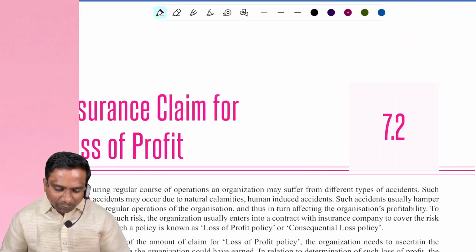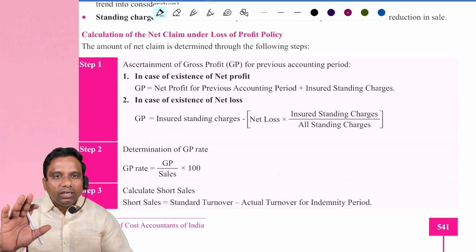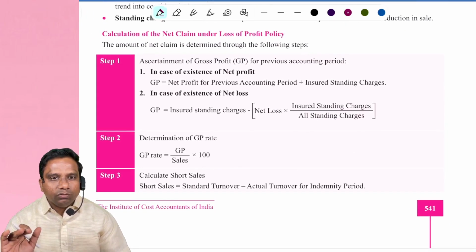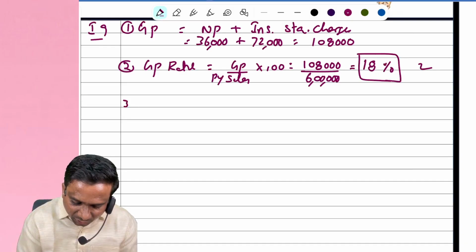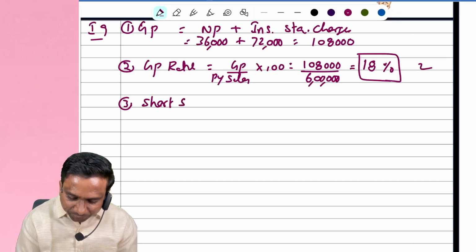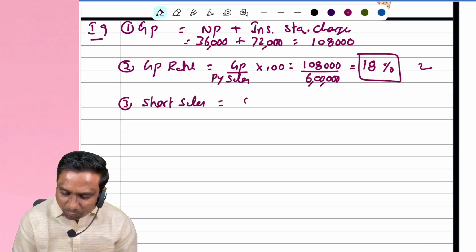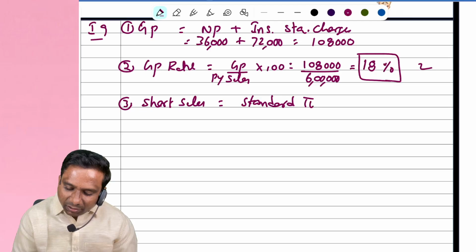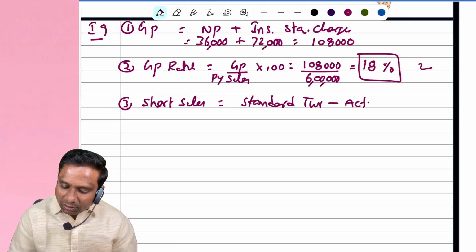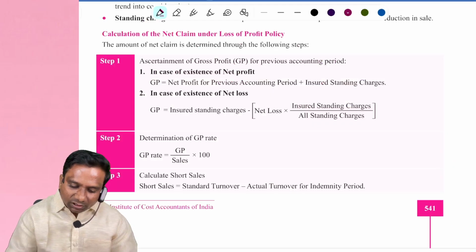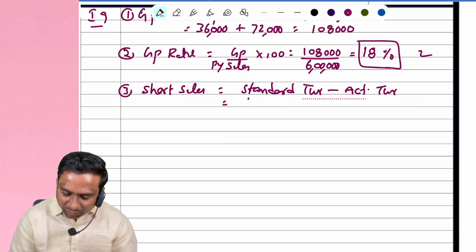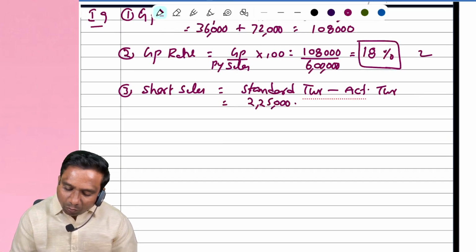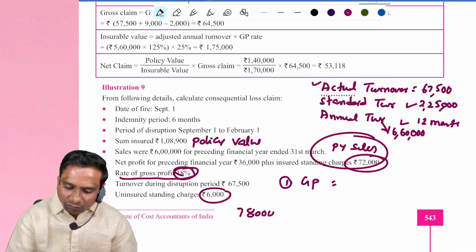Okay, now look at the steps again. First we calculate gross profit, second we calculate gross profit rate, step 3 we calculate short sales. Short sales is nothing but standard turnover minus actual turnover. What is your standard turnover? Standard turnover is 225, minus actual turnover is 67,500.